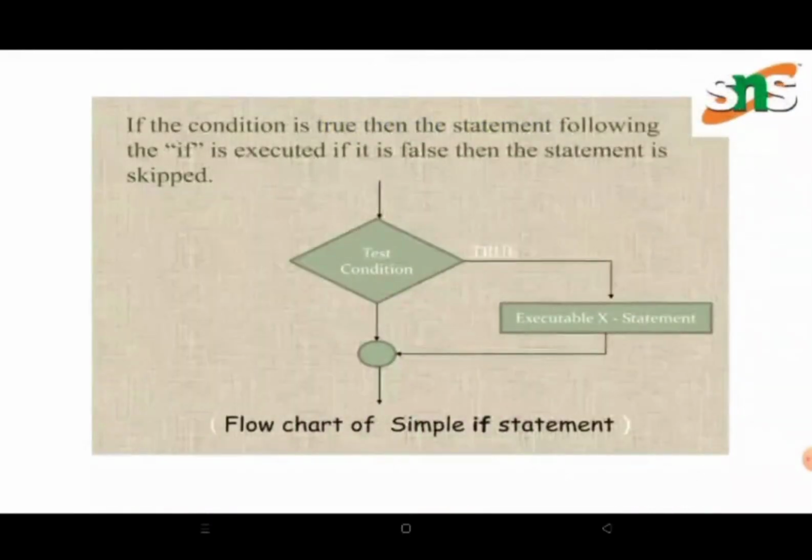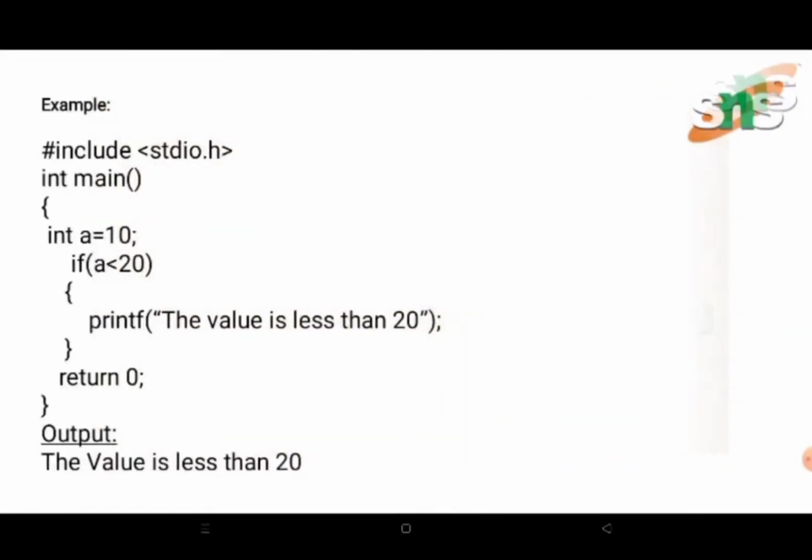In the flowchart of the simple if statement, if the condition is true, then the statement following the if is executed. If it is false, the statement is skipped. Now we see a simple example of an if program. First we declare the header file, then int main, then int a is equal to 10. Here a is the variable and int is the data type; the variable is of integer data type. Next we check if a less than 20. Inside the block, printf the value is less than 20, then return 0.